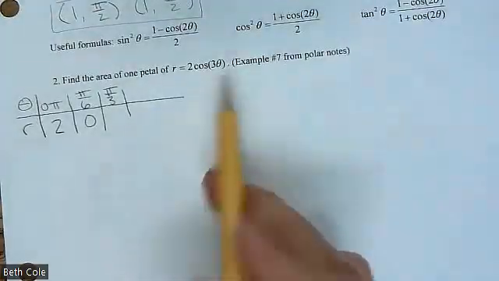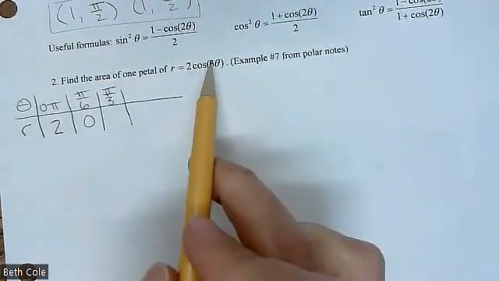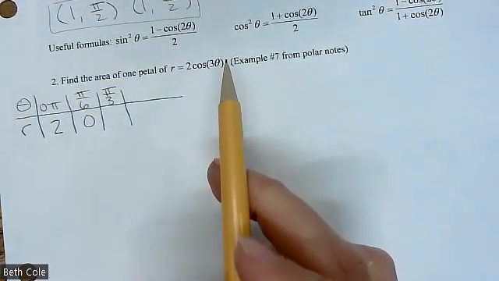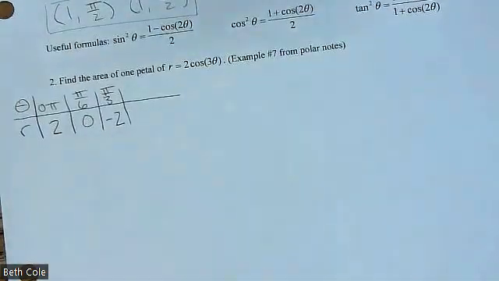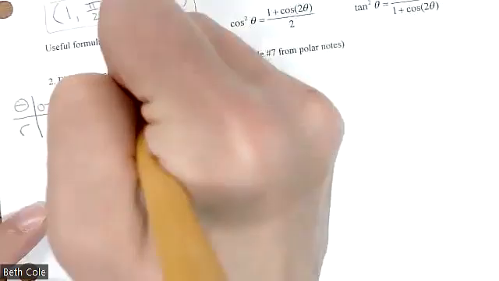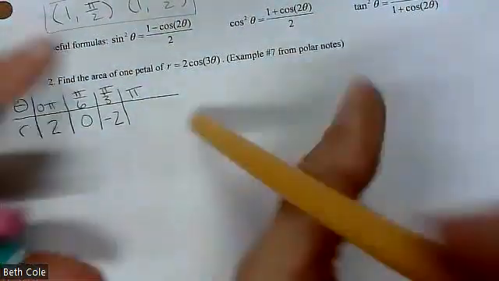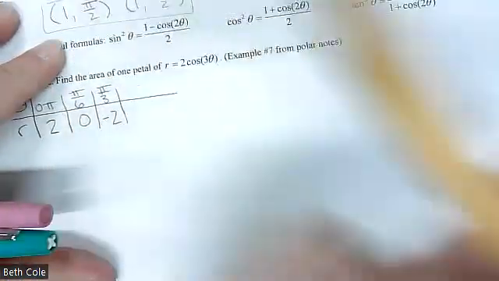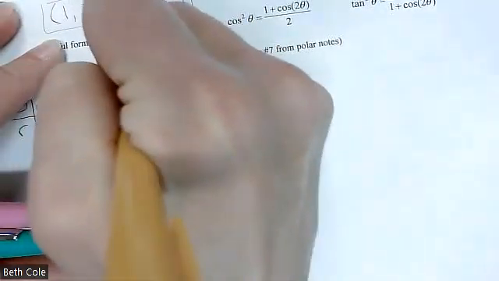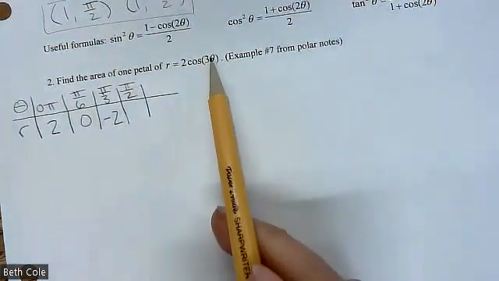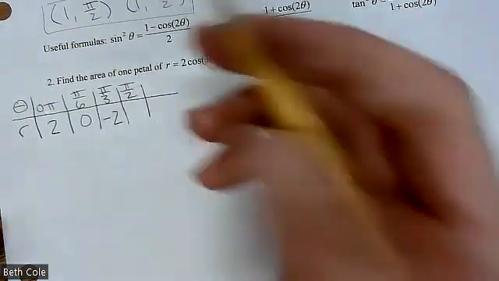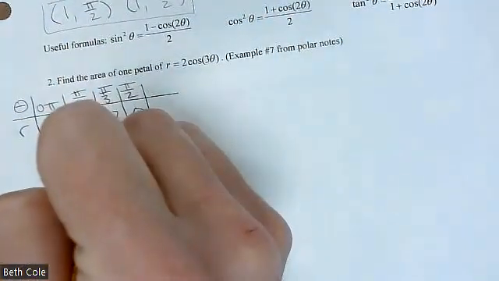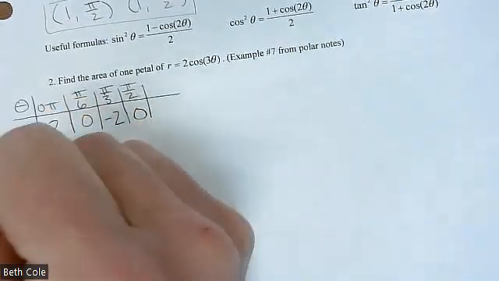If you plug in pi over 3, immediately the 3's cancel. You just get cosine of pi, which is -1, good, times 2, -2. And then if you plug in pi over 2, not all the way to pi yet, it would immediately be 3 pi over 2. And cosine of 3 pi over 2 would be 0. I think that'll be good enough for us to get the hang of what's going on.